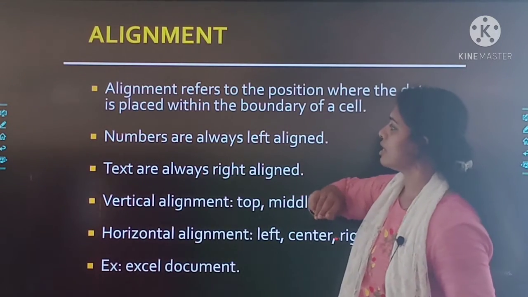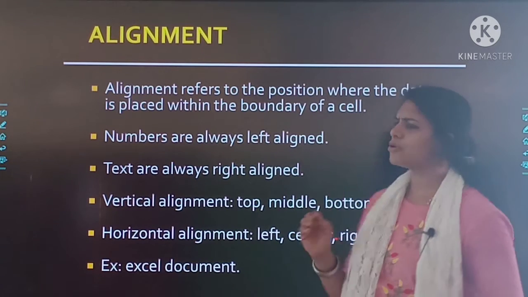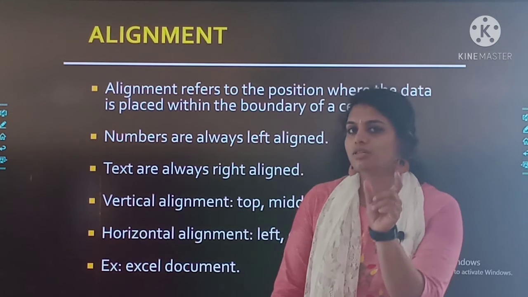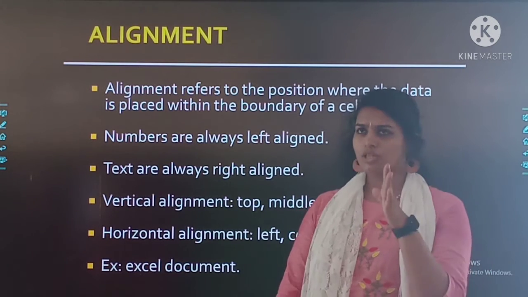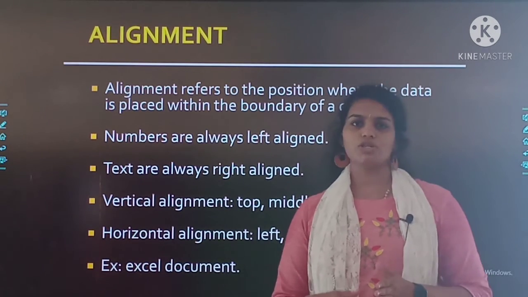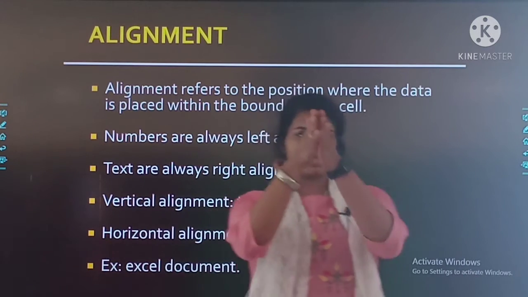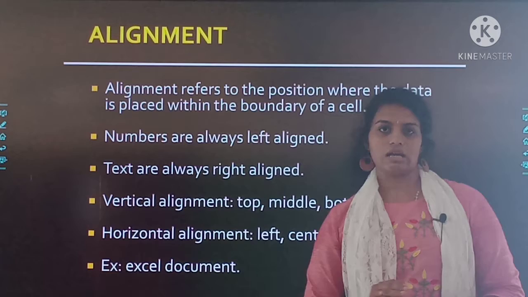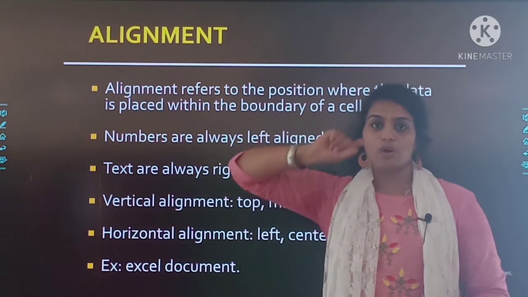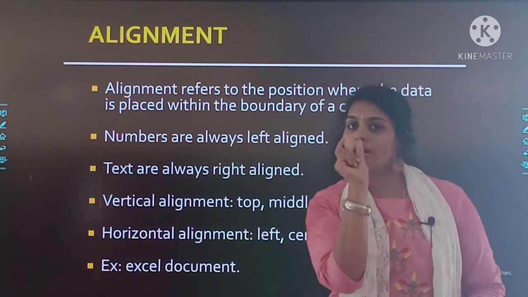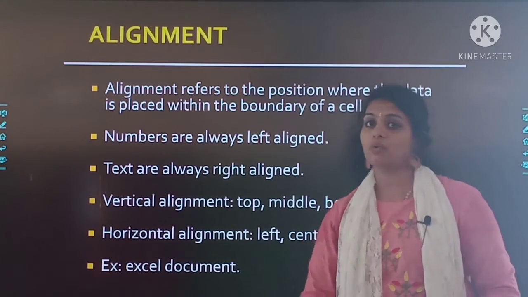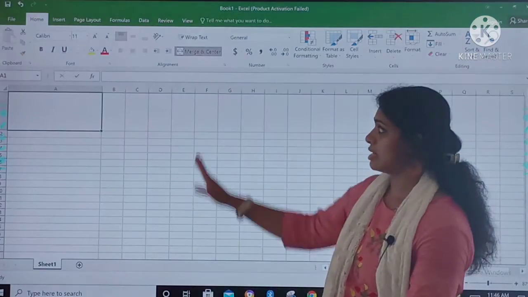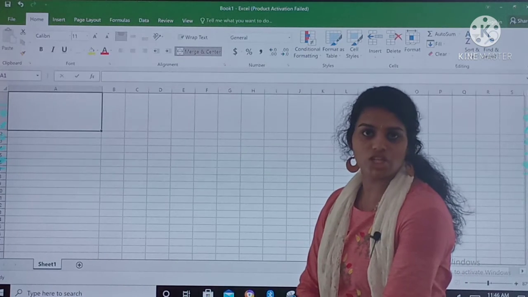Alignment refers to the position where you want the data to be kept. You want your data on your left, on your right, or in the center. So what is the position that you want for the data? That is alignment. You are positioning the data within your Excel cell. Have you seen your Excel sheet? Yes, this is your Excel sheet.